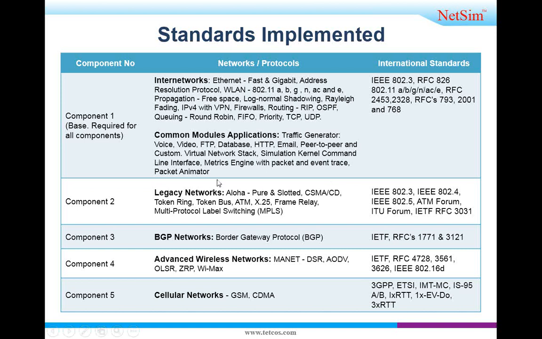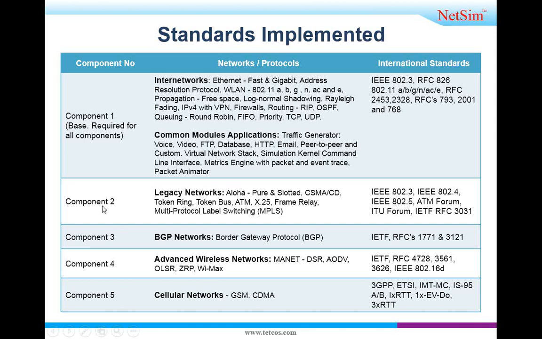And these are some common module applications, that is the traffic generator. With the traffic generator you can generate various kinds of traffic like voice, video, FTP, database. All this network traffic you can generate on any node. Then the metrics engine is there with packet trace and event trace. The packet animator is there where you can see packets moving from one node to another.